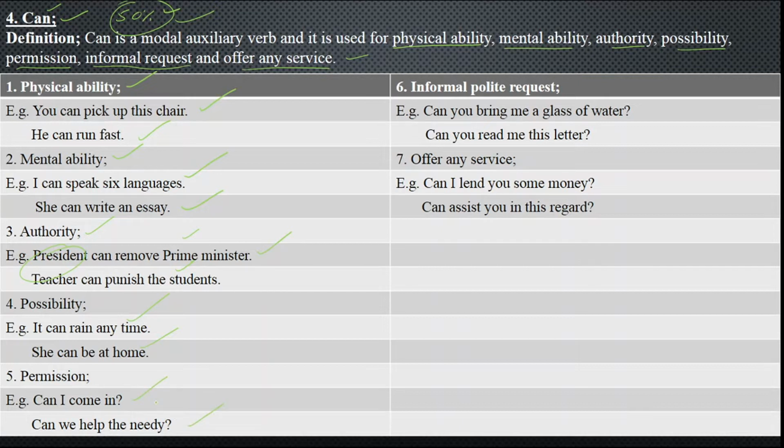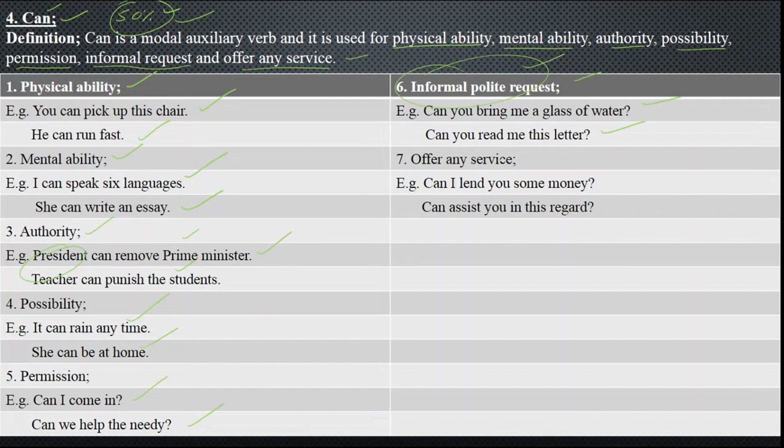Again, permission. After that, informal polite request, like, can you bring me a glass of water? A formal request would be like this: would you mind bringing me a glass of water? Please, could you bring me a glass of water? But the informal way to request someone is can. Can you bring me a glass of water? And can you read this letter? It can be used in a friendly atmosphere. This should be in your mind.